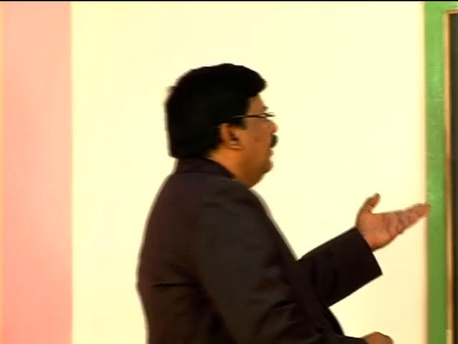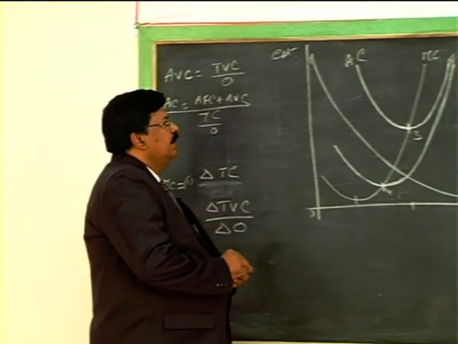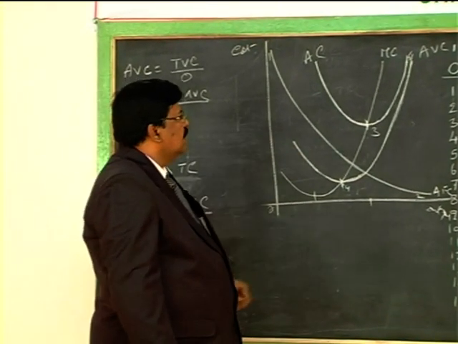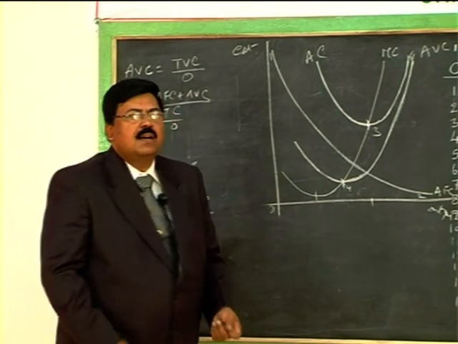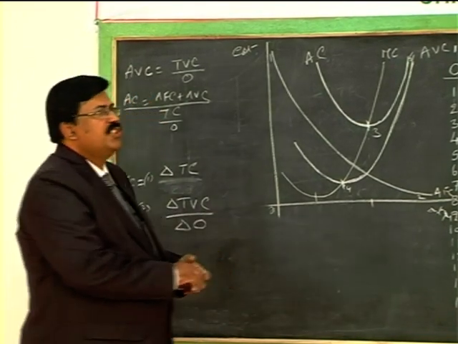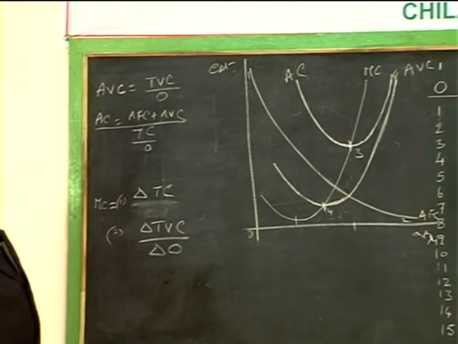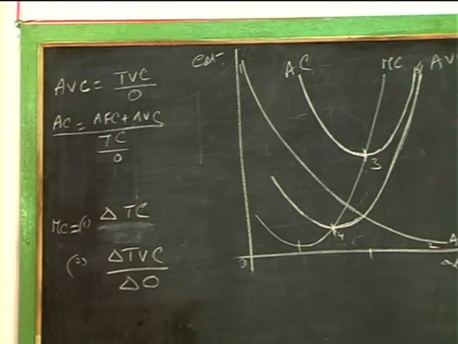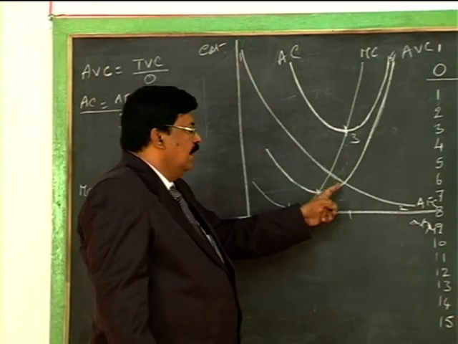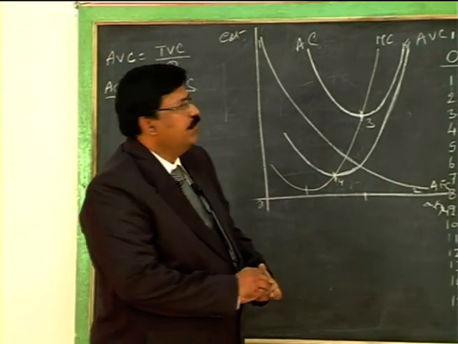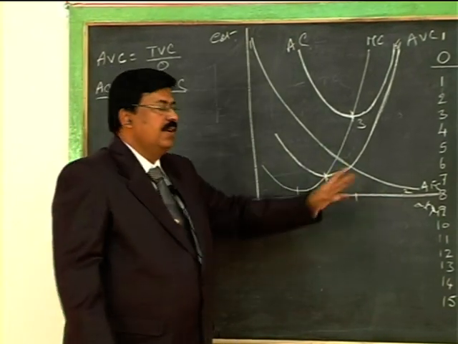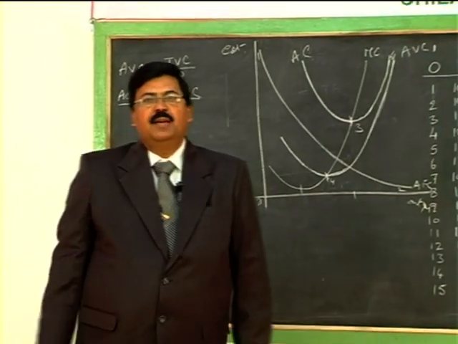So in the diagram we have drawn the average functions like average fixed cost, average variable cost, average cost and then marginal cost. Let us recollect the important features of these average functions. First, let us start with average fixed cost. Average fixed cost continuously declines and it is asymptotically closer to the x-axis and y-axis as indicated by point 1 and point 2. It is a rectangular hyperbola.